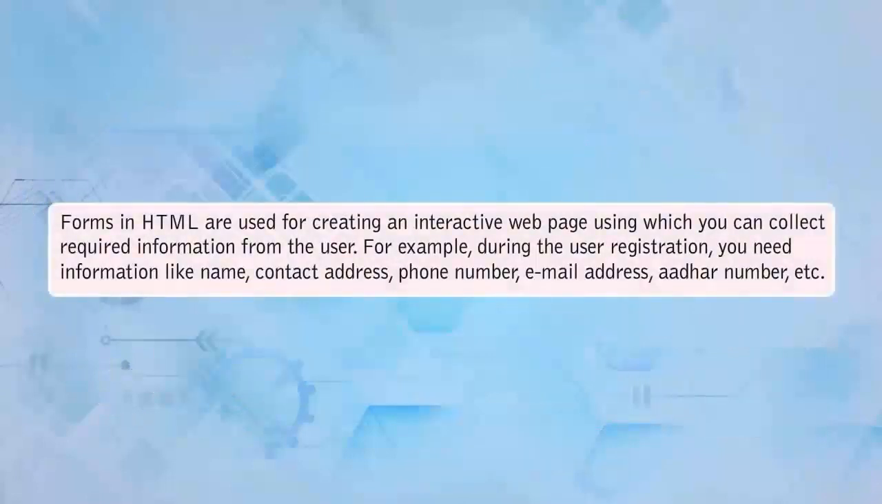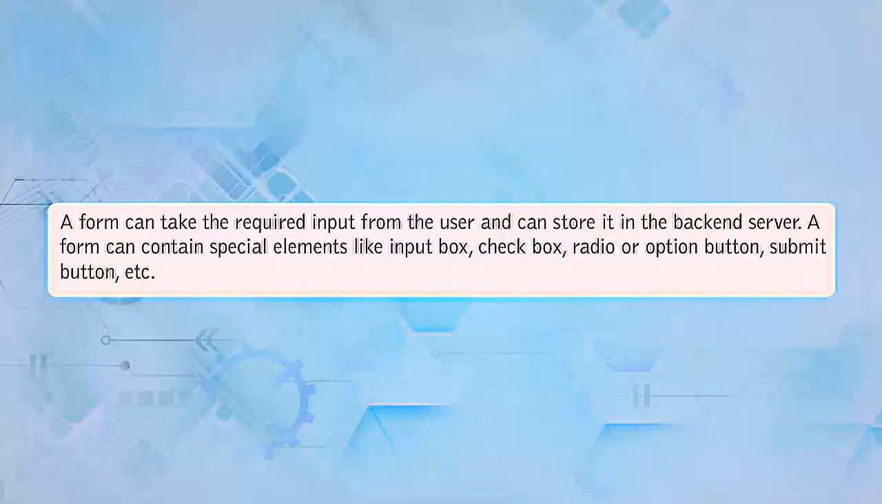Forms in HTML are used for creating an interactive web page using which you can collect required information from the user. For example, during the user registration, you need information like name, contact address, phone number, email address, Aadhaar number, etc. A form can take the required input from the user and can store it in the back-end server.